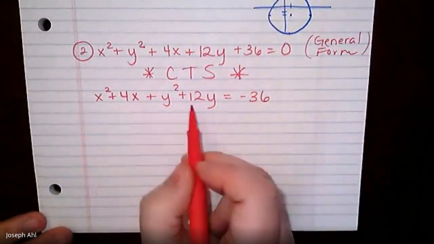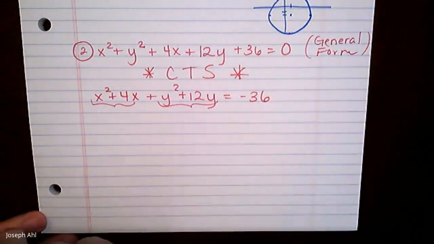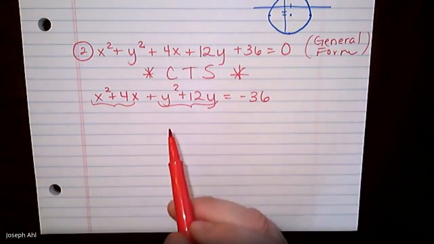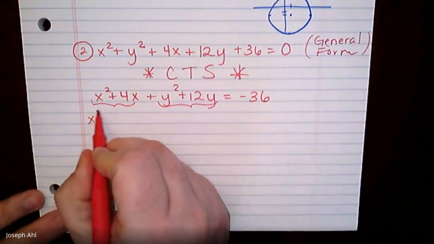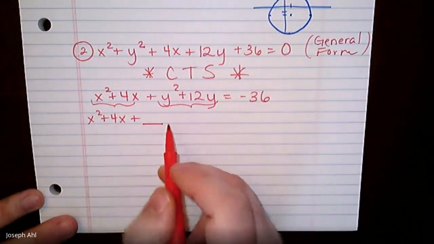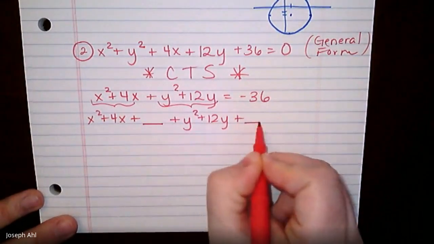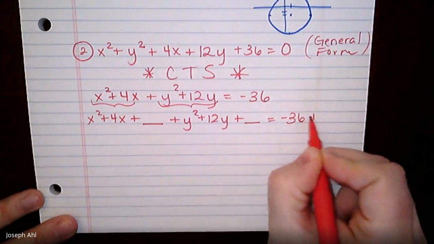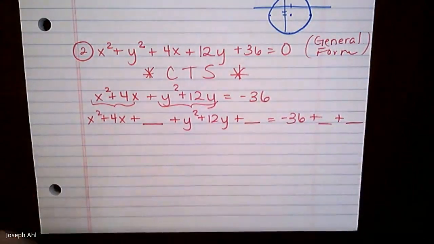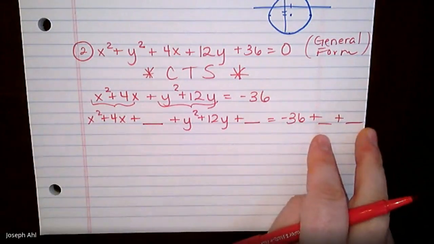Once you've grouped those x terms and y terms, the next thing you're going to do within these individual groups is complete the square, once for the x's and then once for the y's. So it would be x squared plus 4x plus blank. I'll remind you in a second how we're going to fill in that blank if you don't remember. Plus y squared plus 12y plus blank equals -36 plus blank on the other side. Because whatever I add to the left side, we've got to add the same things to the right side.